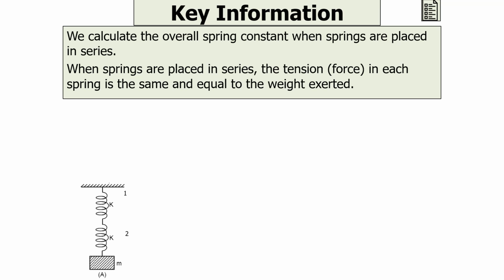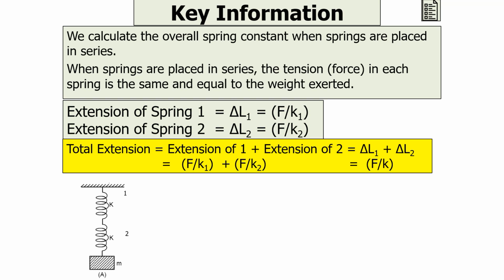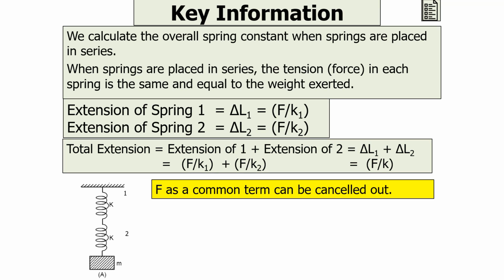Now we can calculate the overall spring constant when springs are placed in series. When springs are placed in series, the tension, which is the force, in each spring is the same and is equal to the weight exerted. So we can say the extension of spring 1 is delta L1, which is F over K1. The extension of spring 2 is delta L2, which is F over K2. So the total extension of both of them, which is extension of 1 plus extension of 2, is F over K1 plus F over K2, which is equal to F over K. Now F, the force, is the same in each situation, so it's a common term that can be cancelled out.